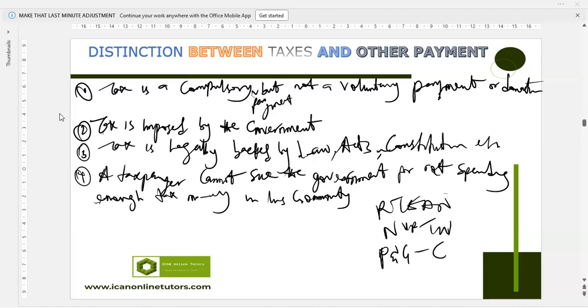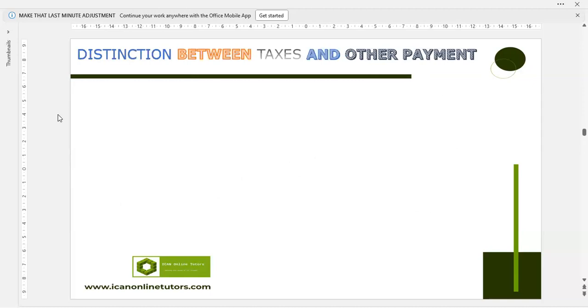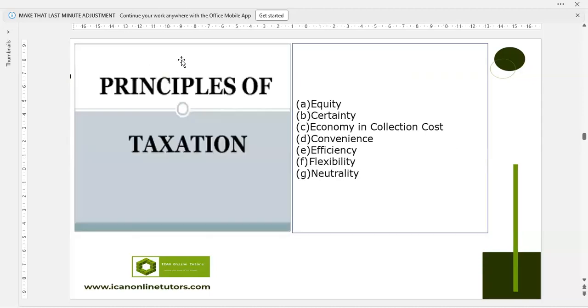So then let's move to the canons of taxation. Finish. Do you have any questions?